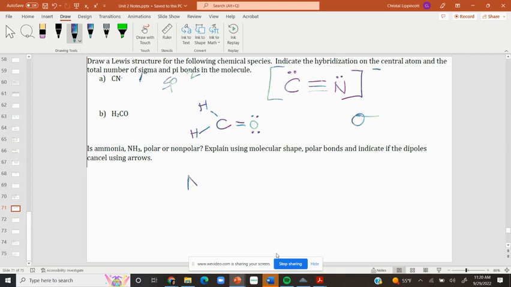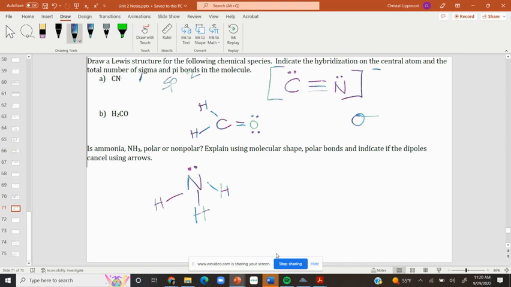All right. Ammonia, polar or non-polar? It shouldn't take you that long to figure it out. Polar because it has dots. Right. It has a lone pair on the central atom here.